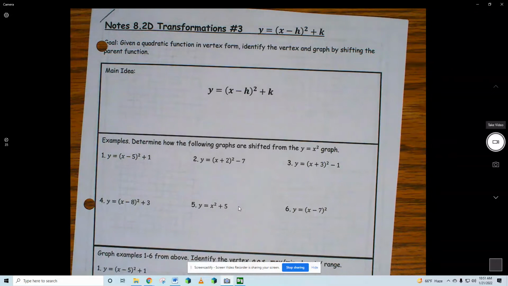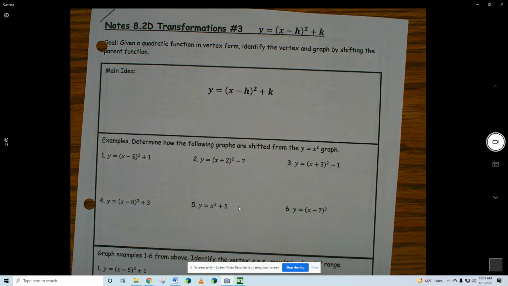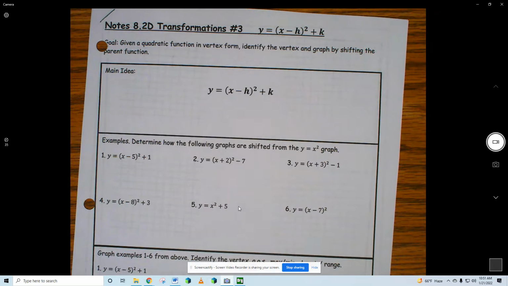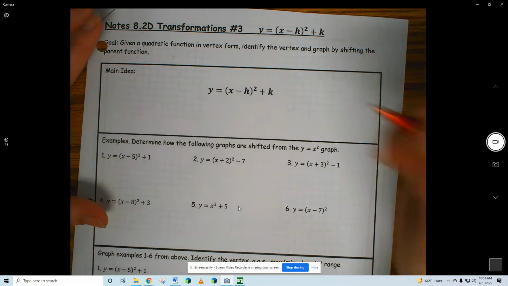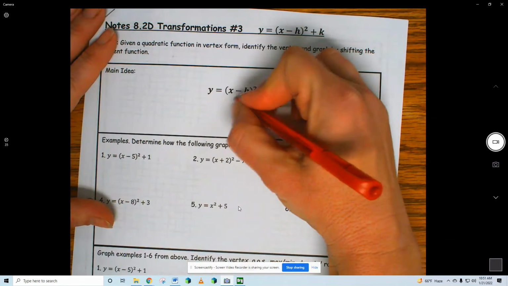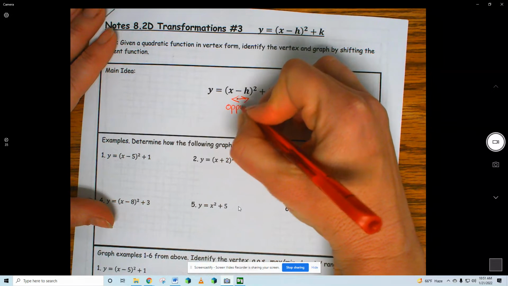All right. We are combining what we have done the past 3 days. We are going to talk about H, which moves us left to right. It's always the opposite sign. And we are going to talk about K, which moves us up or down. So I've got H, which moves us left or right, opposite sign.